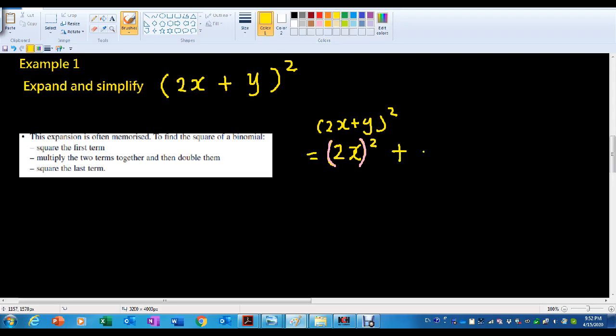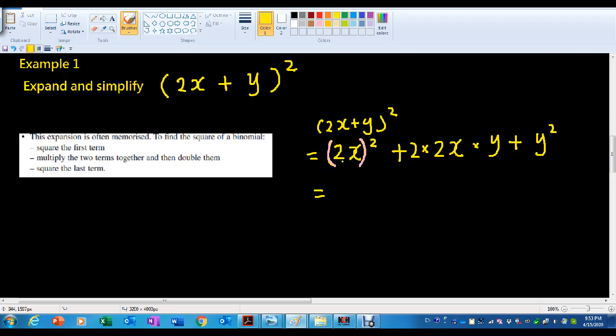And then you need to multiply the first term and the second term and double them. Multiply the 2 terms together, then double them. Do we need a bracket here? If you want, you can, but in this case, because there's no square for the whole term, you don't need that bracket. But you need to double them, so you write 2 times the whole thing, plus, square the last term.